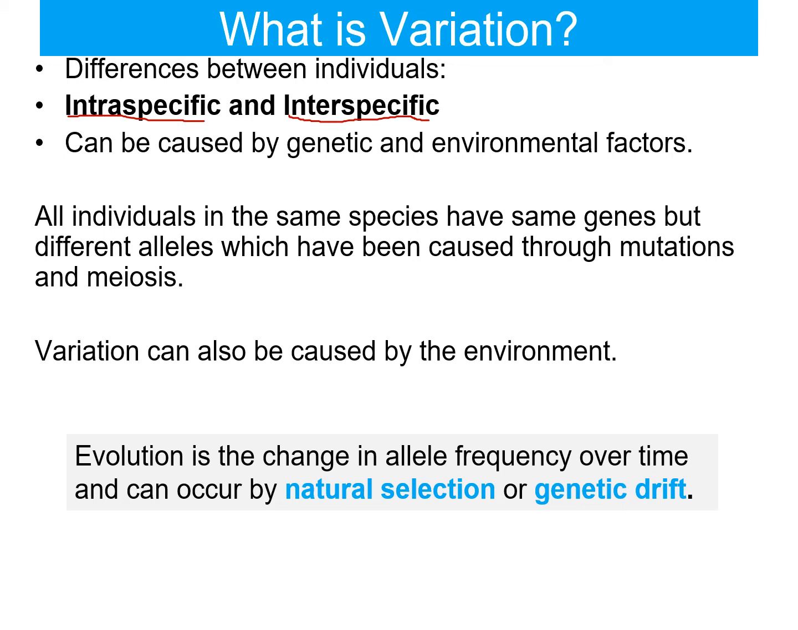Now, evolution is the change of a gene's allele frequency, and that change in allele frequency occurs over time. There are two mechanisms by which this happens. What we're going to look at today is natural selection, and there's also genetic drift.